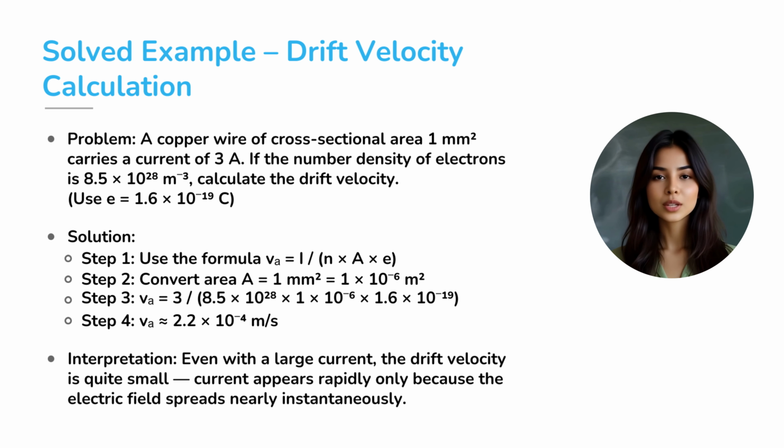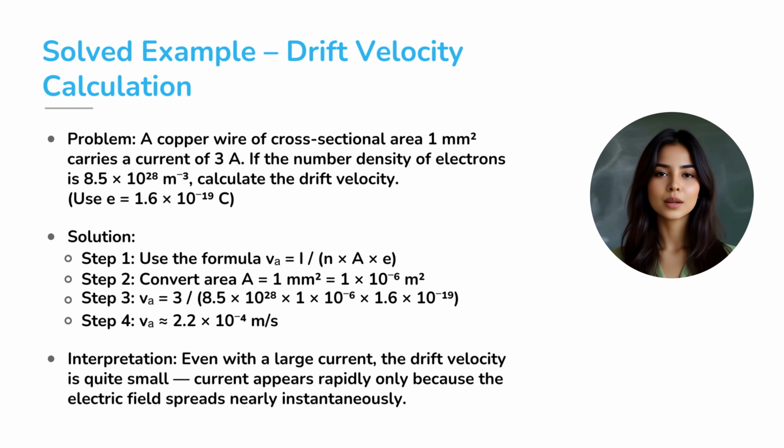Let's calculate drift velocity with an example. Suppose a copper wire has a cross-sectional area of 1 mm squared and it carries a current of 3 amperes. The number density of free electrons in copper is approximately 8.5 times 10 to the power 28 per cubic meter. The charge of one electron is 1.6 times 10 to the power minus 19 coulombs. First, convert the area. 1 mm squared equals 1 times 10 to the power minus 6 square meters. Now, use the formula v sub d equals I divided by n times A times e.